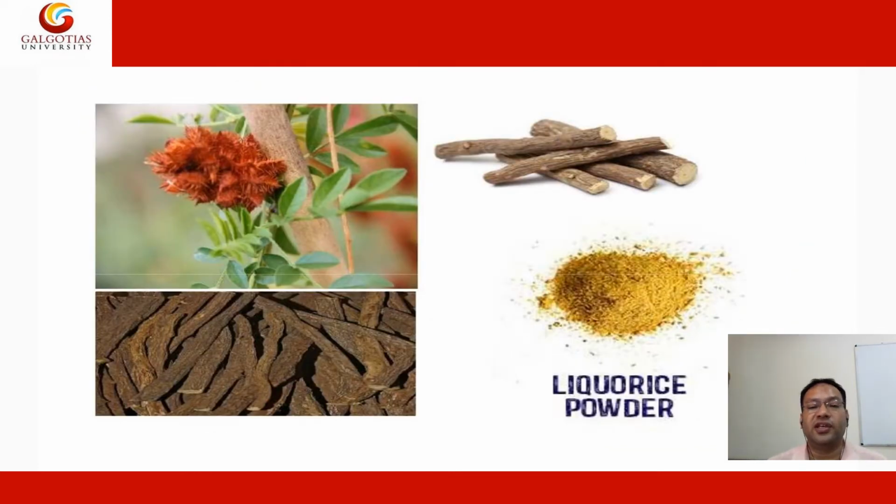So students, here you see different types: this is the unpeeled drug, this is the young plant, this is the dried drug, this is the dried drug with the stolons, and this is the powder form of the Liquorice.